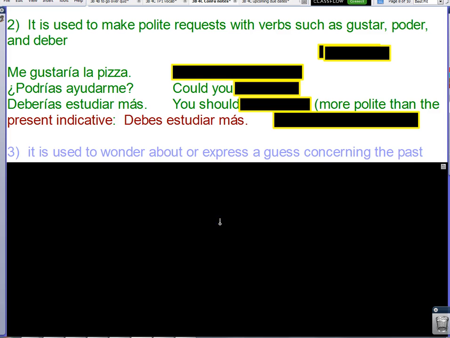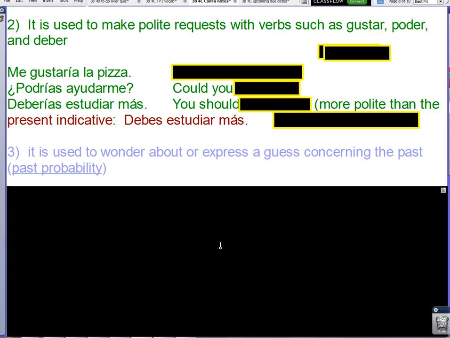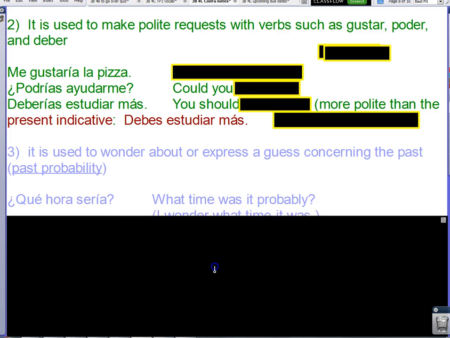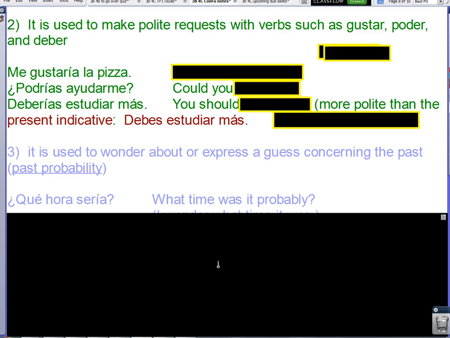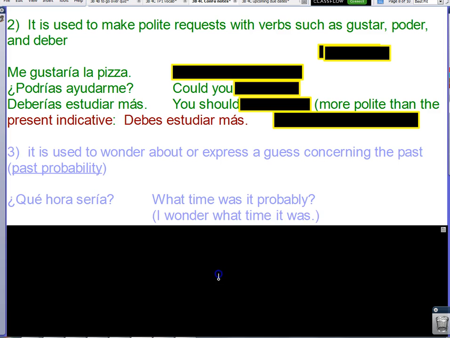Reason number 3, we're not super focused on, but it's very good to know going forward with complete notes. It's used for past probability. So if I said, ¿Qué hora sería? What time was it probably? Maybe you just told me this big story about some thief running through the neighborhood, and I heard something around 3 o'clock. So I want to know, well, what time was it that the thief was running through? I don't know. That's a poor example.